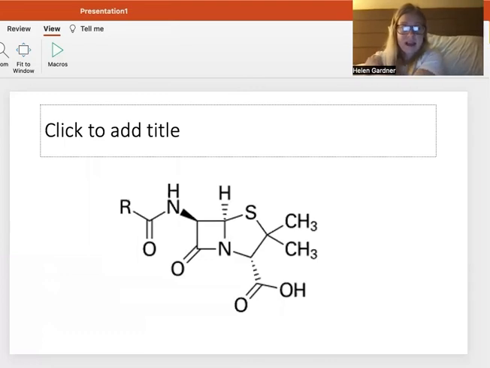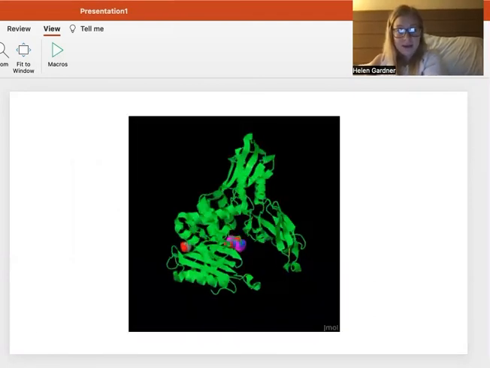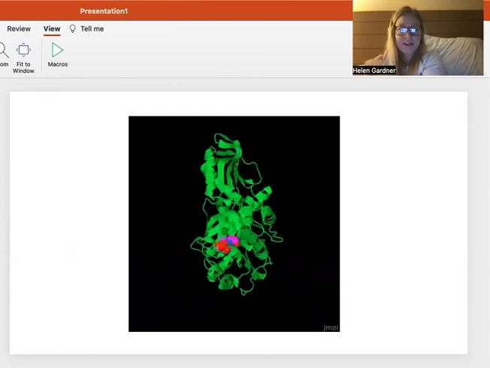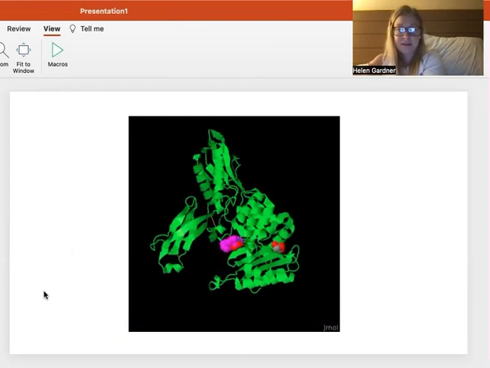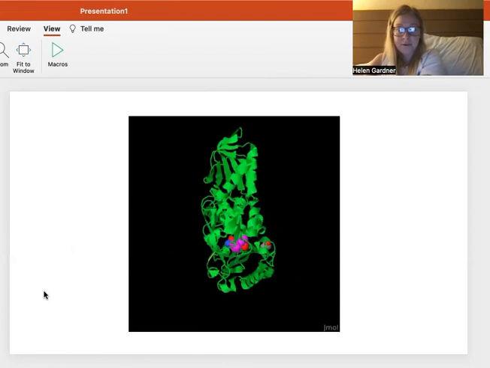And then I included the chemical structure of penicillin. This is what it looks like. And then here I included a 3D Chimera structure of penicillin, the binding protein.